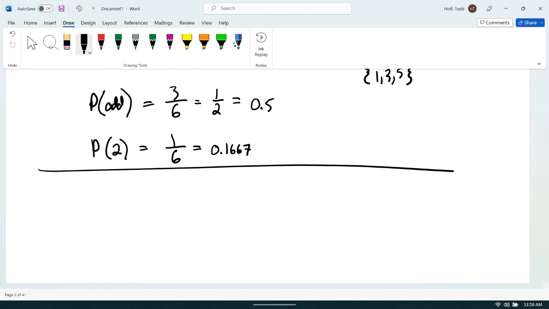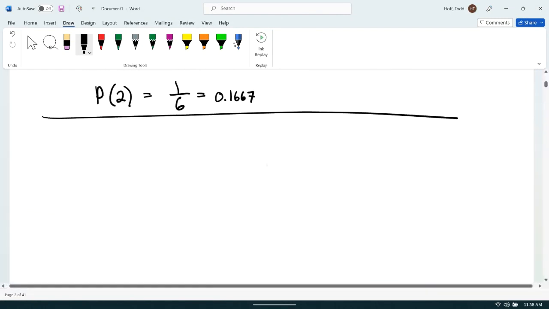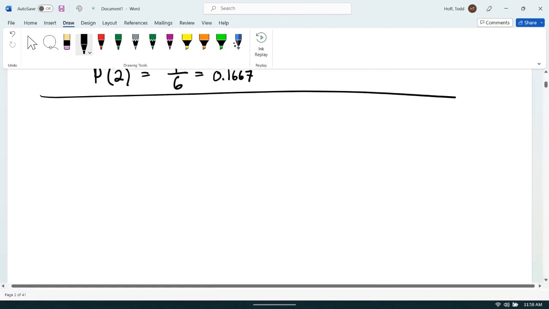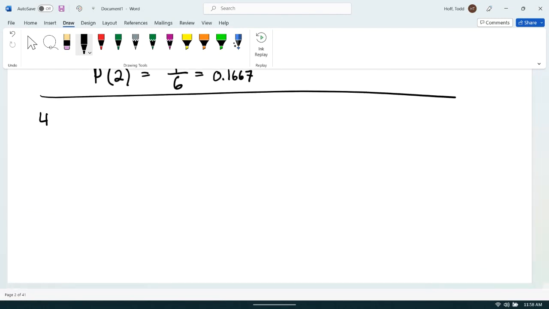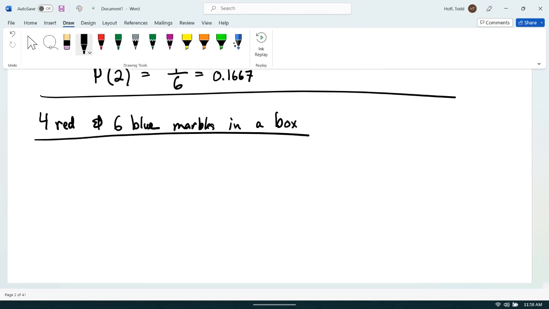Now, a little less contrived example here would be, let's throw marbles in a box. Let's put 4 red and 6 blue marbles in a box. Then we close the box up so that we have a hole that we can reach in and grab a marble, but we don't actually see the marble until we've pulled it out of the box. We have to assume all the marbles are the same.